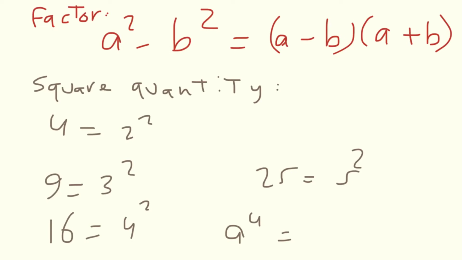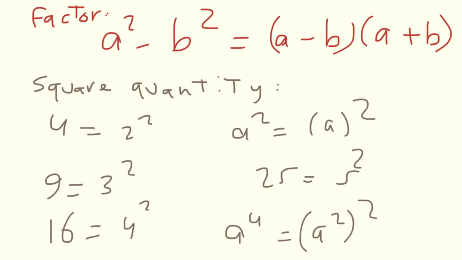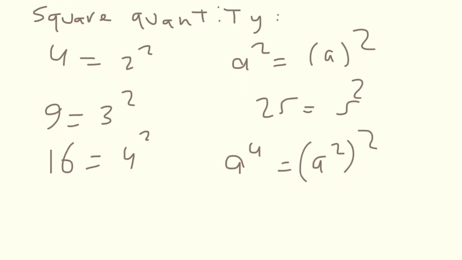How about a power 4? It's the square of what? A power 4 is the square of a squared, right? Maybe we should have made a smaller example: a squared is the square of a. But a power 4 is actually the square of a squared. So let's do some more like this. How about a power 6, the square of what? It is the square of a power 3.